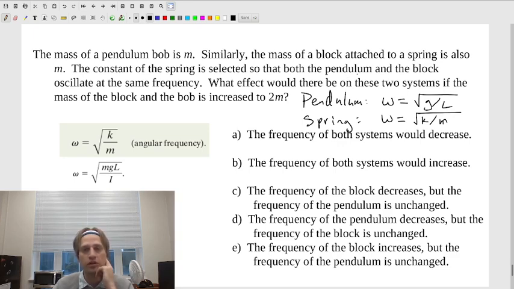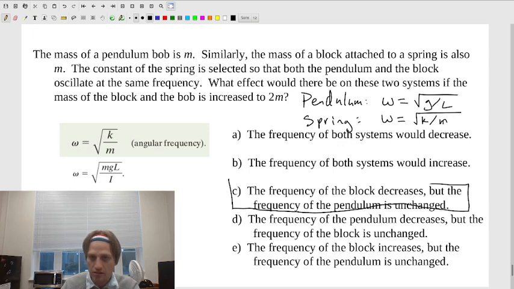What effect would there be on these two systems if the mass of the block and the bob is increased to 2m? Well, I hope that you can see that in the case of the spring, you increase the mass, you decrease the frequency. In the case of the pendulum, you increase the mass and nothing happens. So the frequency on the block decreases. It essentially accelerates less quickly, and the frequency of the pendulum is unchanged.